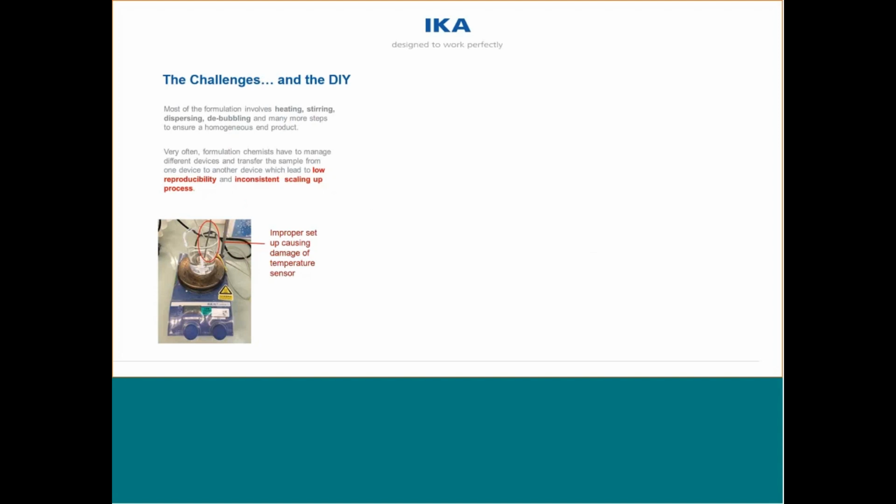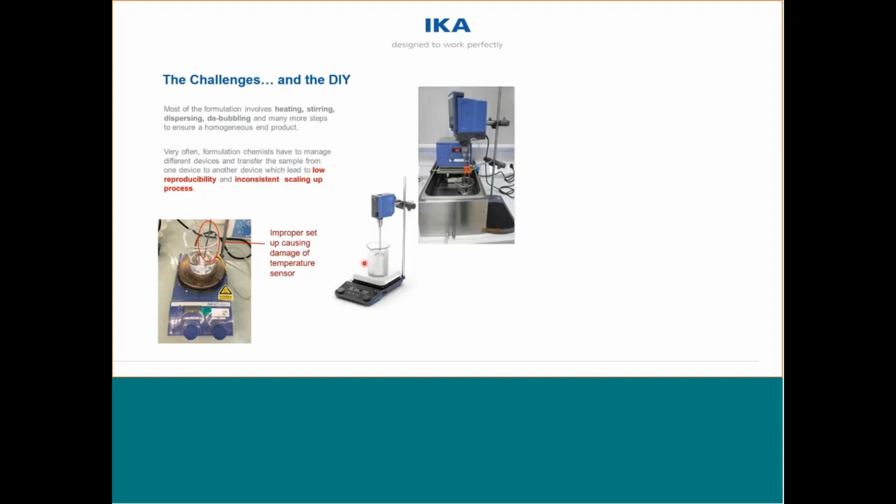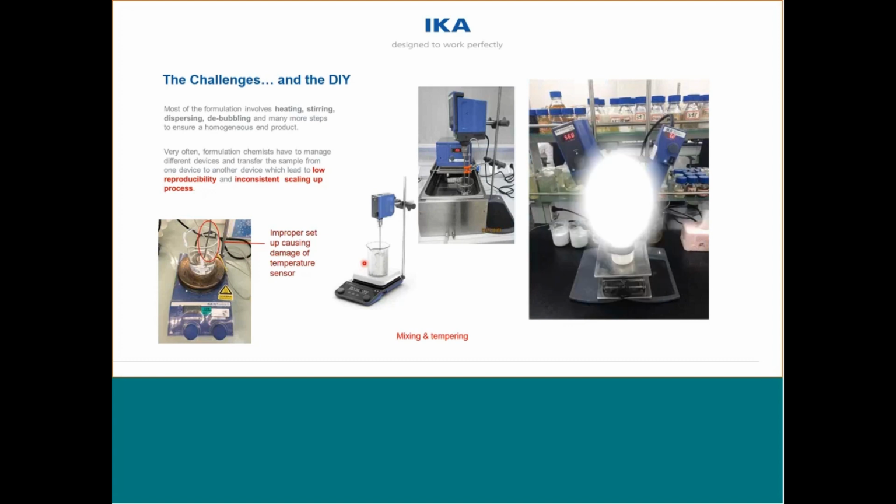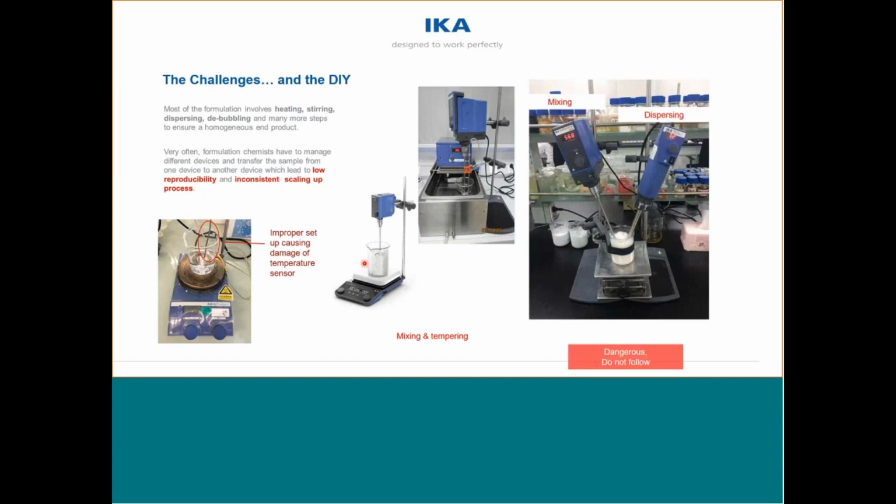Okay, so you can also see that when we want to use a magnetic stirrer with an overhead stirrer, if we don't have a proper setup with the temperature sensor, the overhead stirrer element will hit the temperature sensor and cause damage. Also, some formulation chemists who want to do mixing and heating at the same time will do this kind of setup. And one of our users, when they wanted to mix and homogenize, did this very dangerous setup. Okay, please do not follow. It's very dangerous because it might break the glass easily.